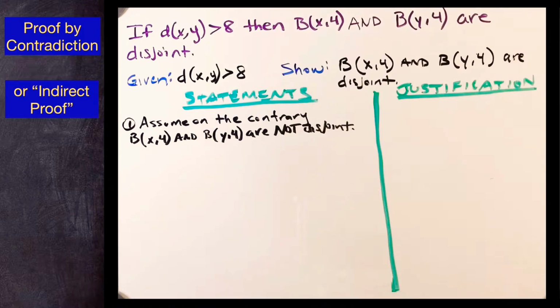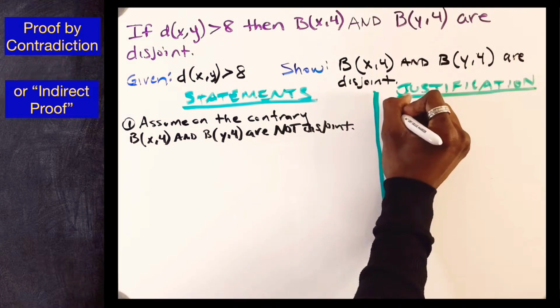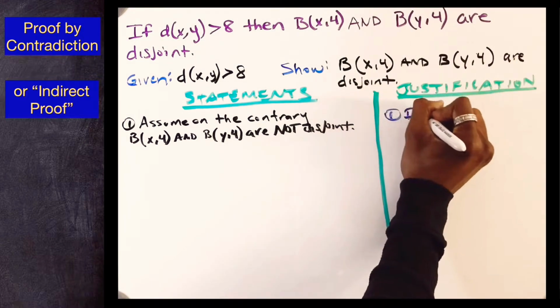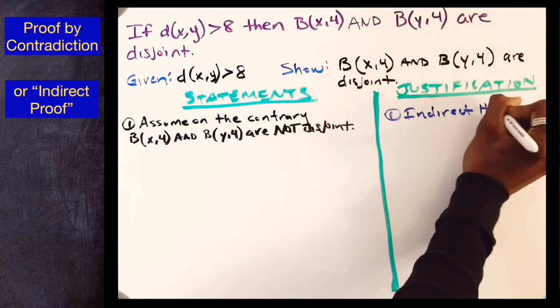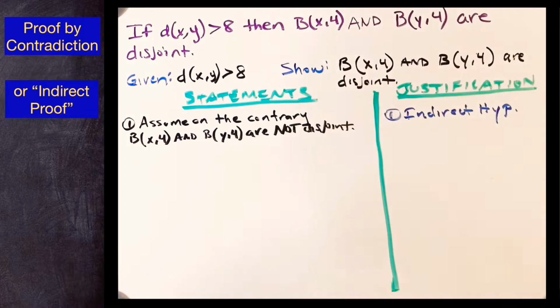And then we're going to justify this first statement with what it will always be in a proof by contradiction, which is the indirect hypothesis. The opposite of the show statement is always going to be called and justified as the indirect hypothesis. I'm just going to write HYP for short.